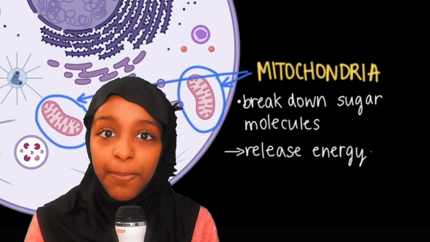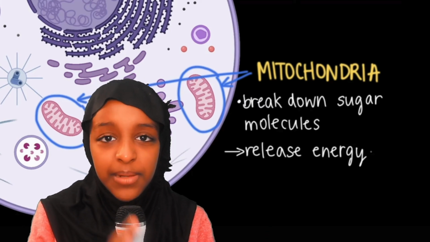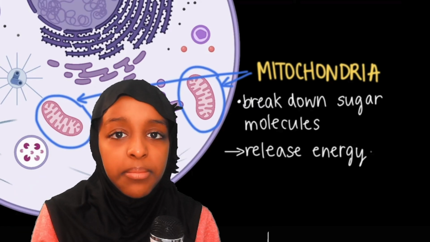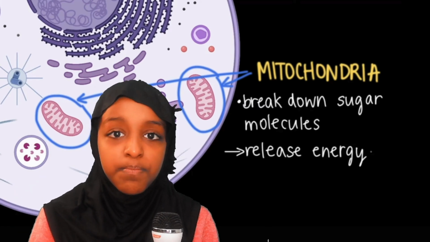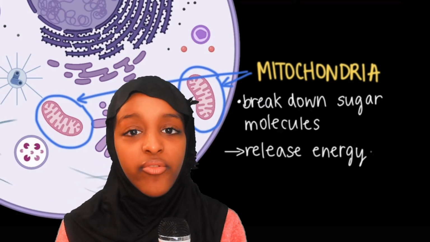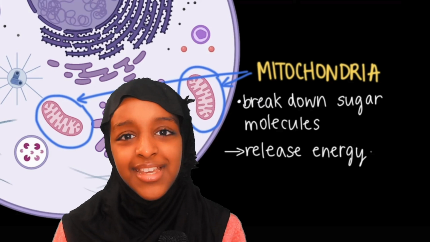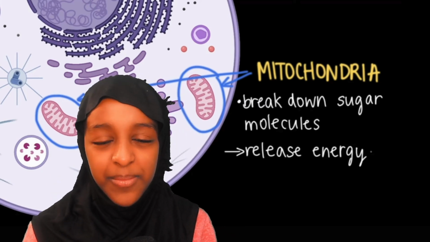It is very important for cells because without them, there's going to be nothing to break down sugar and nothing to release energy. So without the mitochondria, whatever contains this cell is gone, because mitochondria is very important for it to survive.